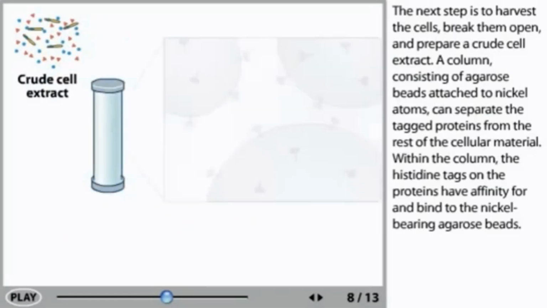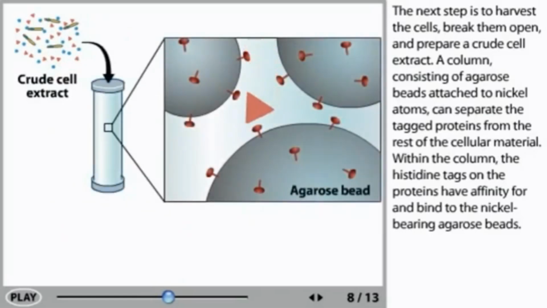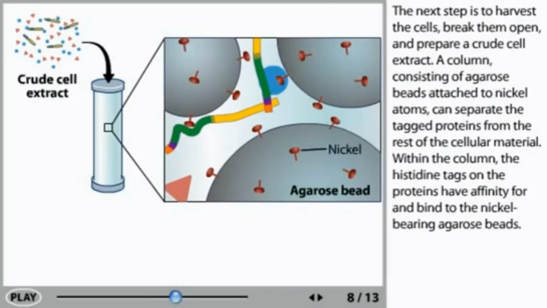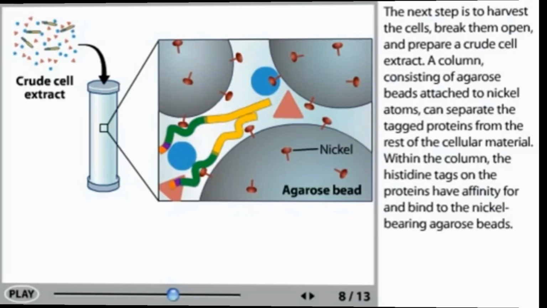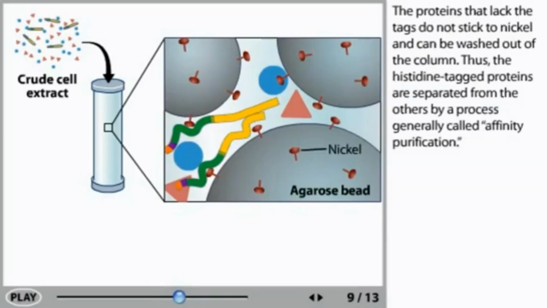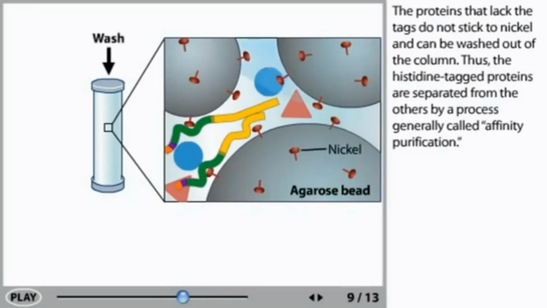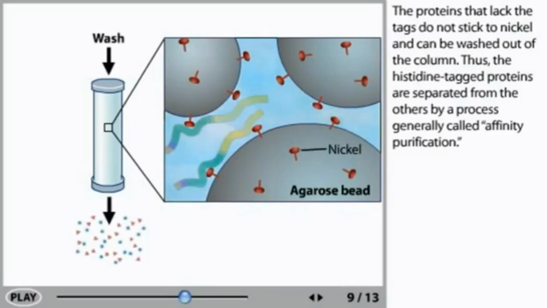A column, consisting of agarose beads attached to nickel atoms, can separate the tagged proteins from the rest of the cellular material. Within the column, the histidine tags on the proteins have affinity for and bind to the nickel-bearing agarose beads. The proteins that lack the tags do not stick to nickel and can be washed out of the column. Thus, the histidine-tagged proteins are separated from the others by a process generally called affinity purification.